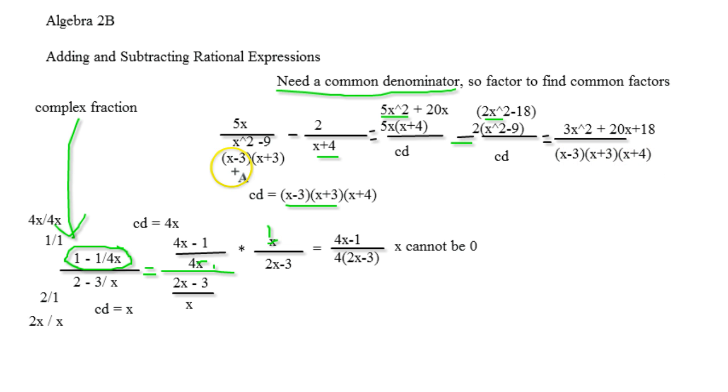So this is how you add and subtract rational expressions. Complex fractions, just deal with it one fraction at a time and then multiply by the reciprocal and you'll be all set.